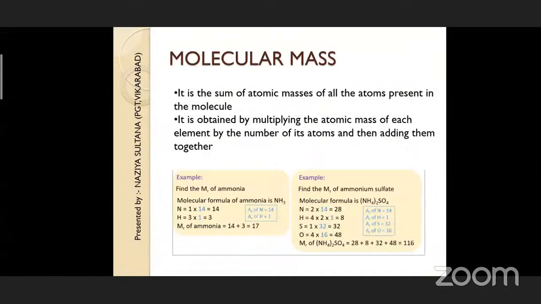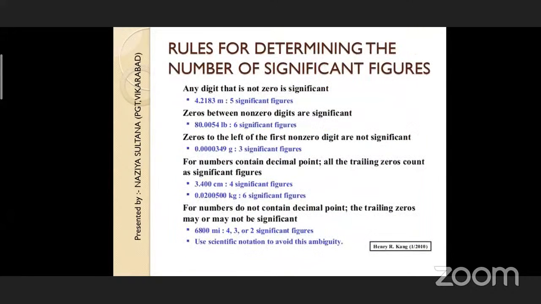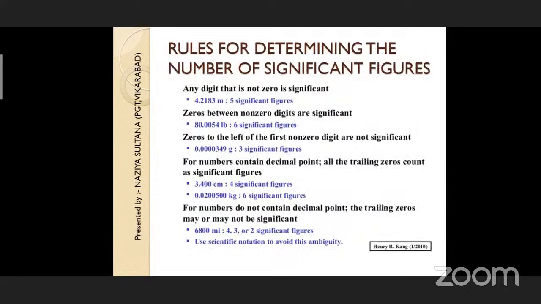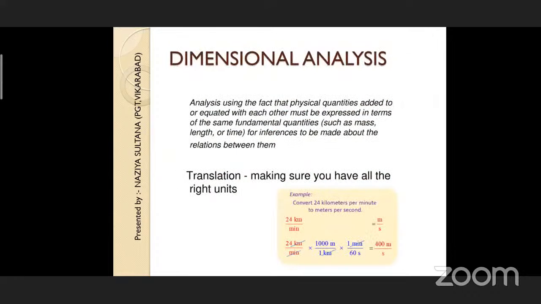We have learned about uncertainty in measurement. Rules for determining the number of significant figures. Rules for calculating with significant figures. Dimensional analysis. That is, whenever we are going to do some mathematical operation, we have to see that the quantities are expressed in the same units.